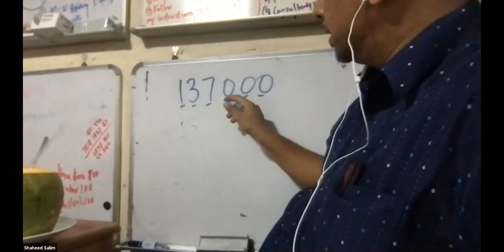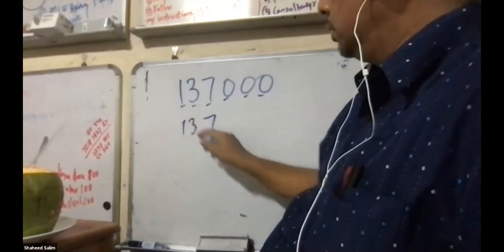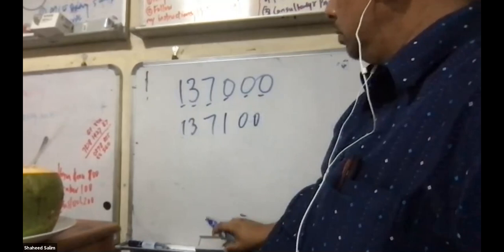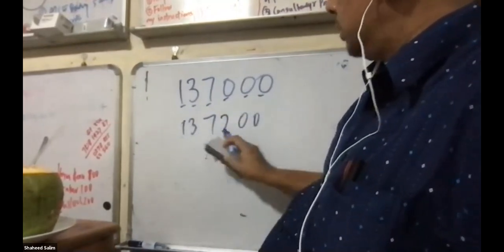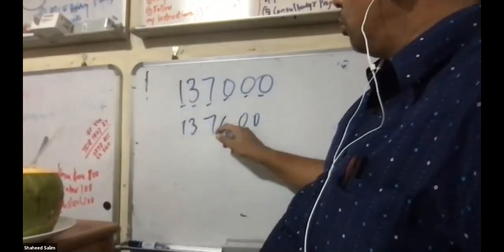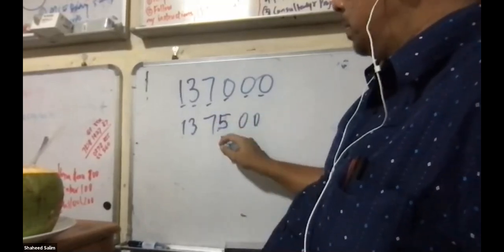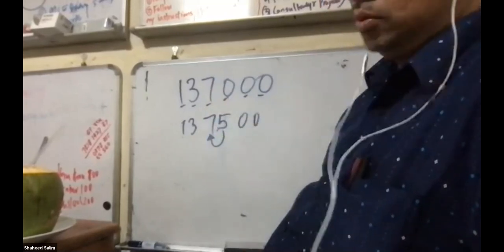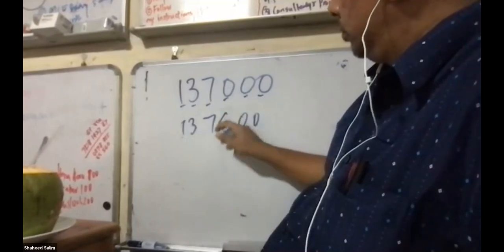Okay, what's the biggest number down here for it to be 137? Biggest number, if you put 1, possible, it becomes 137,000. 2 also possible, it becomes 137,000. 3 also possible. 4 also possible. 5, not possible. This was plus 1. It becomes 138,000. So that means the biggest one down here is 4.